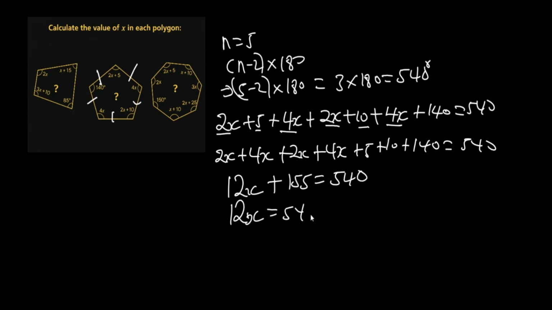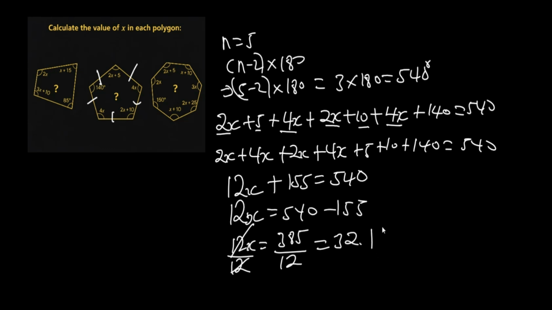So 12x is equal to 540 minus 155, which is going to give us 385. So let's divide both sides of the equation by 12. Then you're going to have 32.1 degrees. So that would be the answer for the second one.